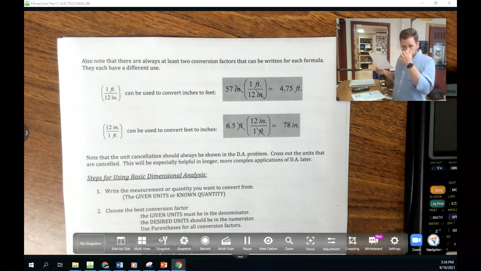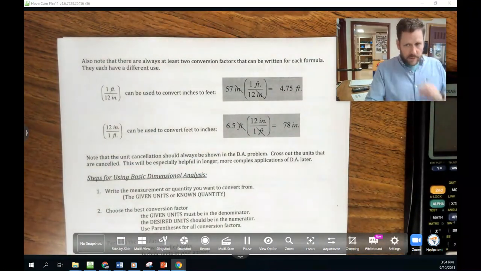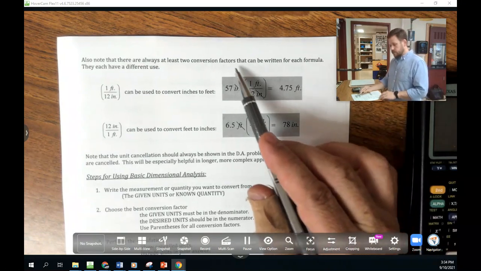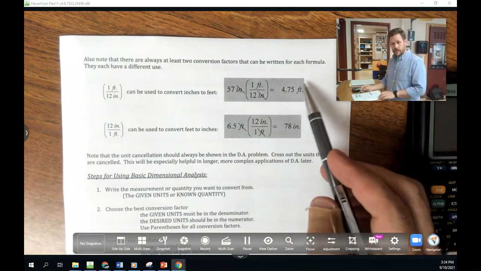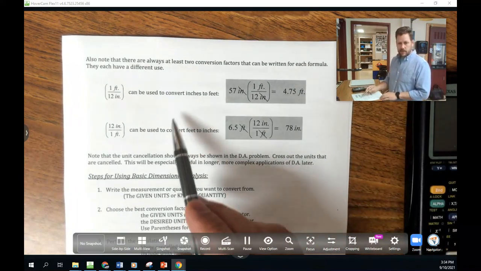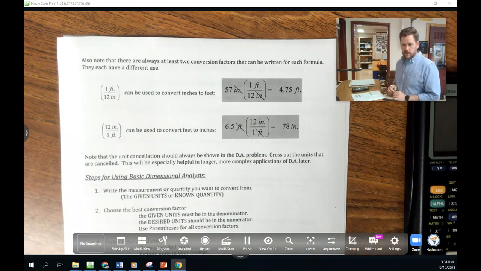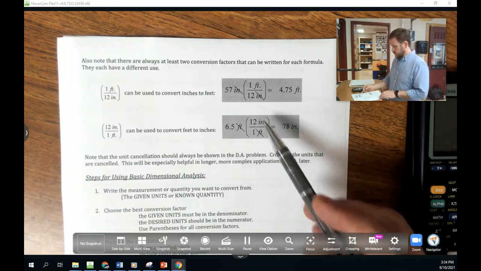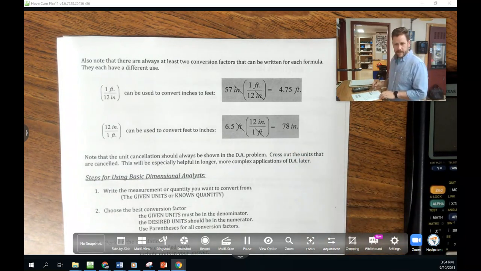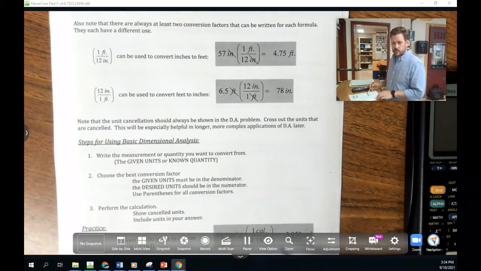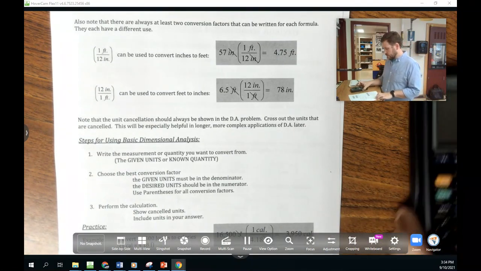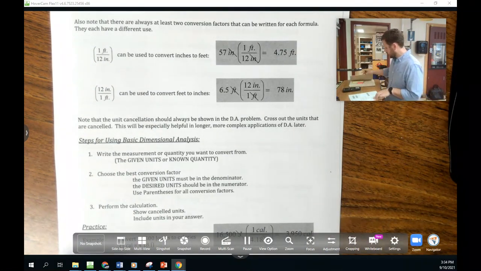It's helpful to note that there's always going to be more than one way to write a conversion factor, or at least I should say two different conversion factors for every conversion formula. And while the one we just looked at can be used to convert from inches to feet, it would not be able to convert from feet to inches. We'd need its reciprocal to do that. The unit cancellation should always be shown in the problem so that we can see that what's being canceled works out and gives us the units that we want to be left with.